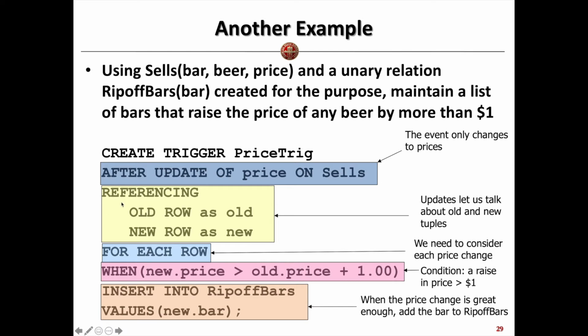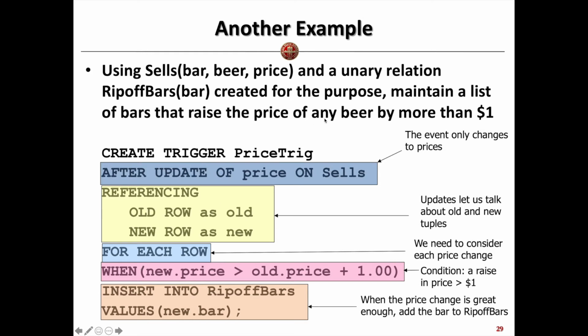Therefore, we have referencing old row, the data before the updating, right? Old row as old, it's a name, old. New row as new, it's a name, new. Because we are doing it based on tuples, right? Therefore, we have for each row, it's for each tuple, right? And we have to define the condition, right?